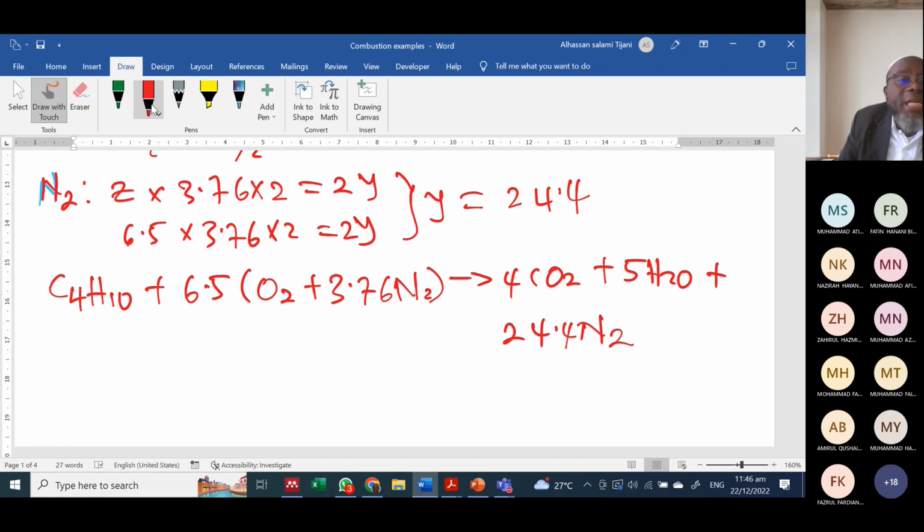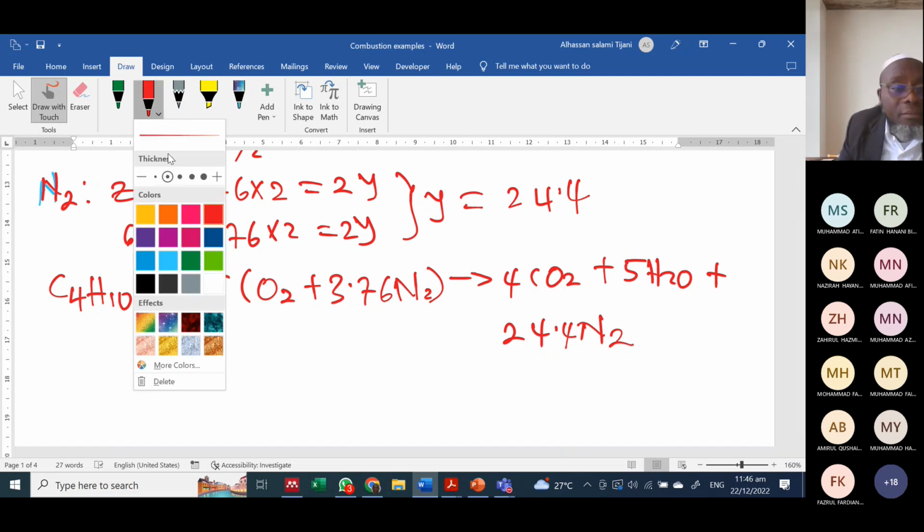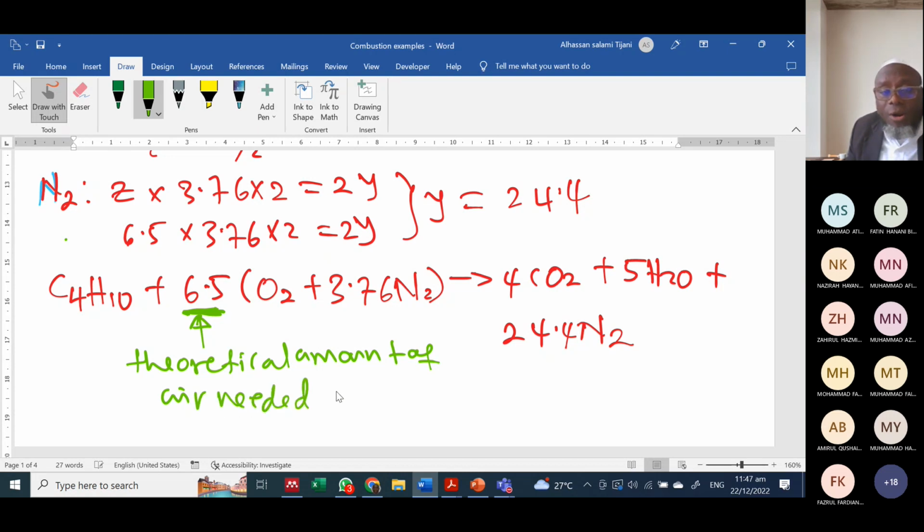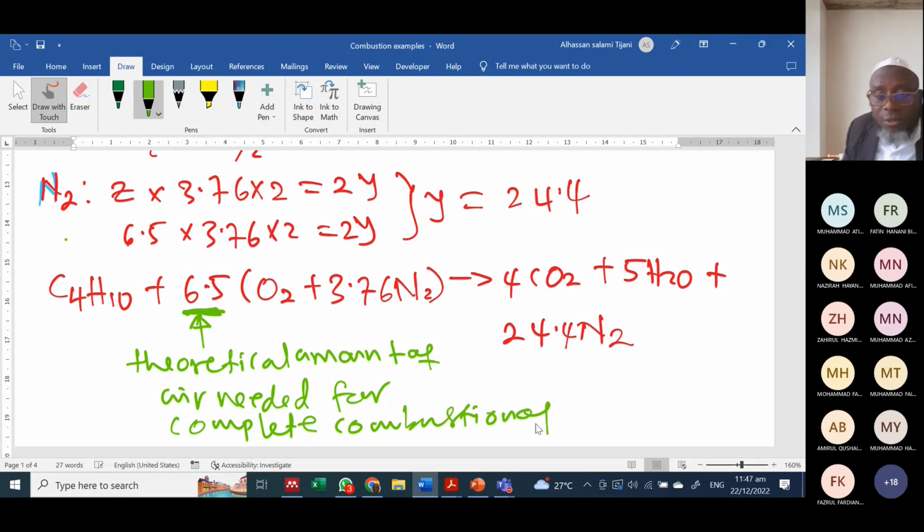And please pay attention to the comment I'm going to pass here. This 6.5 is exactly the theoretical amount of air needed for complete combustion of the fuel.